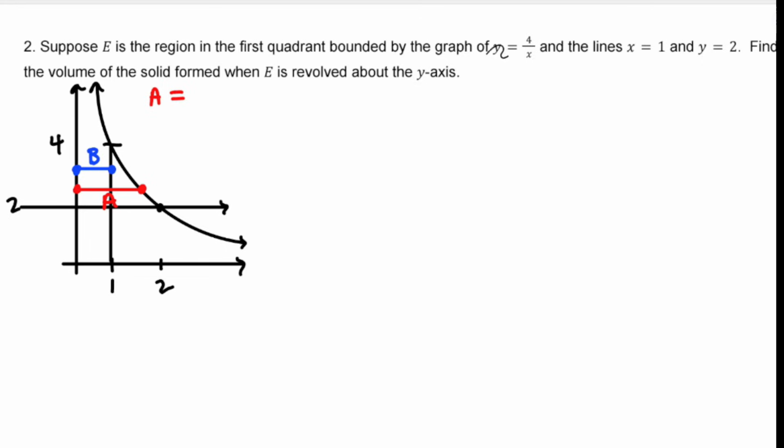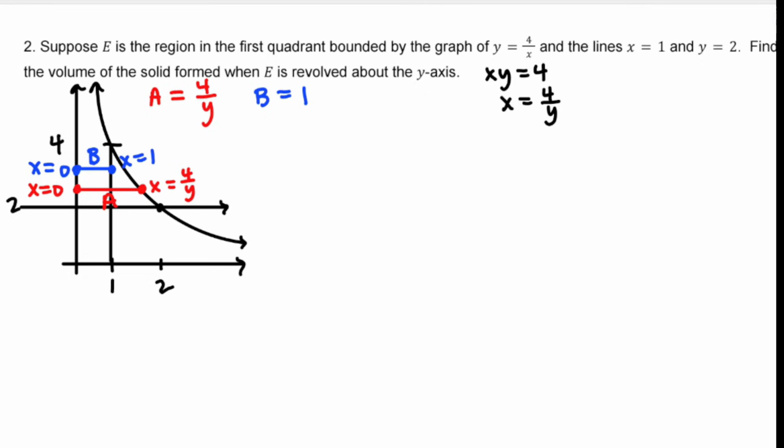If y equals 4 over x, then xy is equal to 4 and x equals 4 over y. And so on the right, I have x equals 4 over y. On the left, that's the y-axis, that's x equals 0. So right minus left would be 4 over y. And then b is going to equal right minus left. This is x equals 1 and x equals 0. So 1 minus 0.